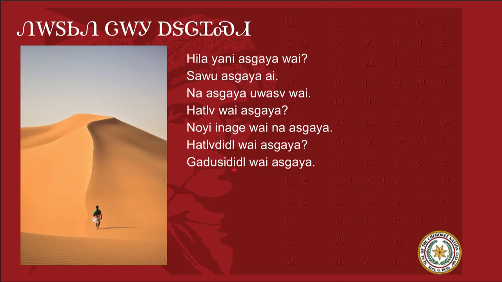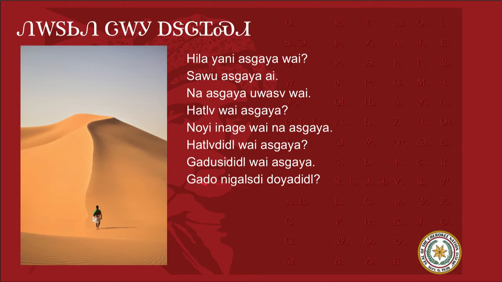So Gadusi deed wa'i ashkaya. So he's either walking towards the hill, or he could be walking towards Hulbert, or he could be walking towards Catoosa, I guess, depending on. But in this picture, that doesn't look like Hulbert or Catoosa to me. That looks like a hill. So, Gadusi deed wa'i ashkaya. So he's walking toward the hill.